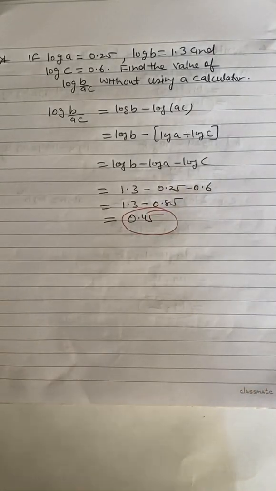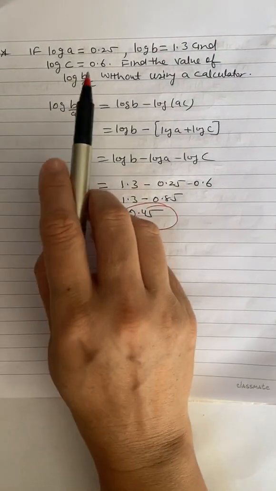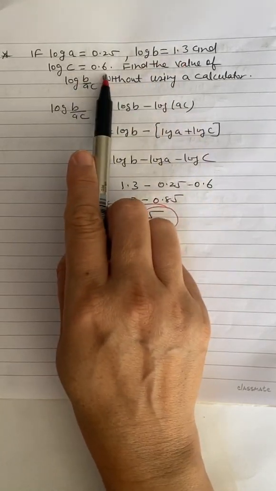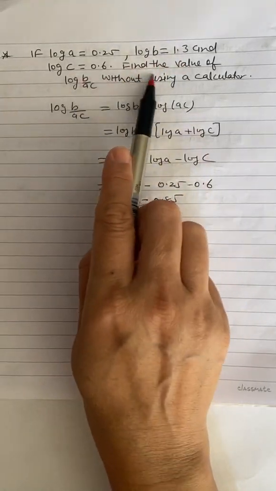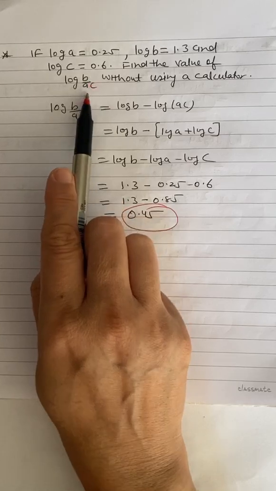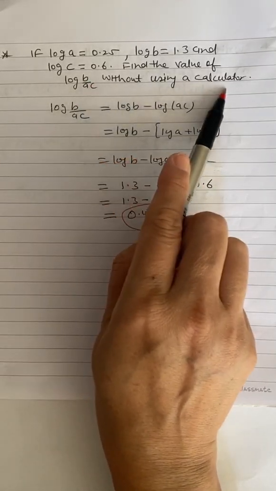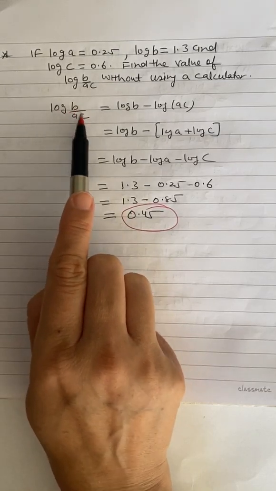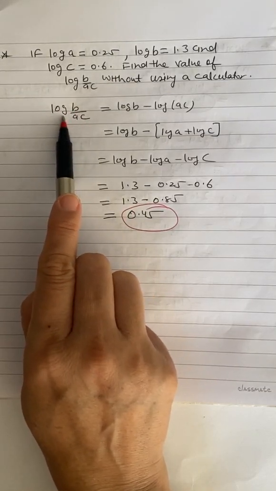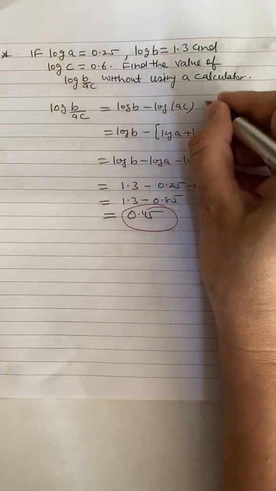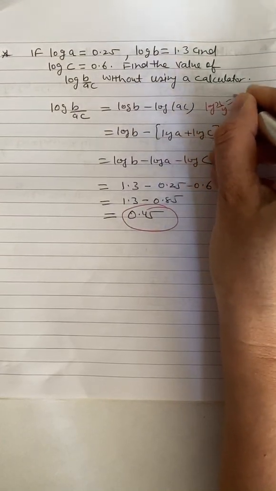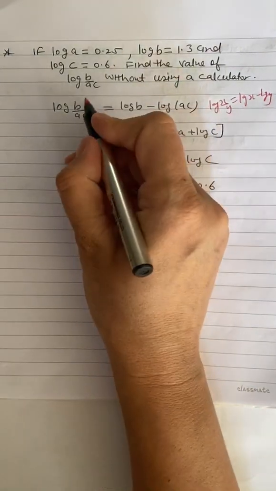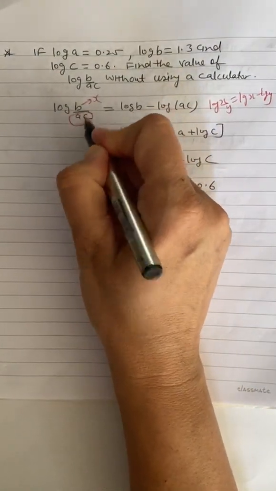The next example is when log a is 0.25, log b is 1.3, and log c is 0.6. These values are given, and you have to find the value of log b divided by ac without using a calculator. Again, we know that if we are dividing two things using log, the formula is log x over y is equal to log x minus log y. So this is our x, and this one is our y.